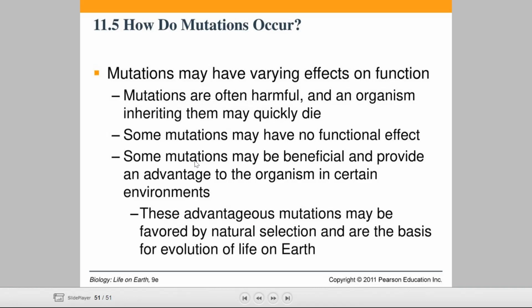These advantageous mutations may be favored by natural selection and are the basis for evolution of life on Earth. We will learn about evolution in chapter 4, if I'm not mistaken. That's why you should learn about cell first, about biochemistry first as the fundamental, and then after that you can move to the next chapter, physiology, and then evolution, developmental biology, and so on.